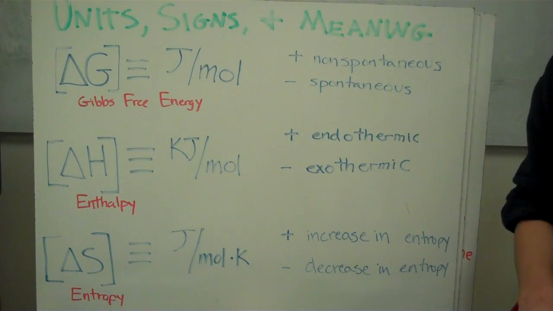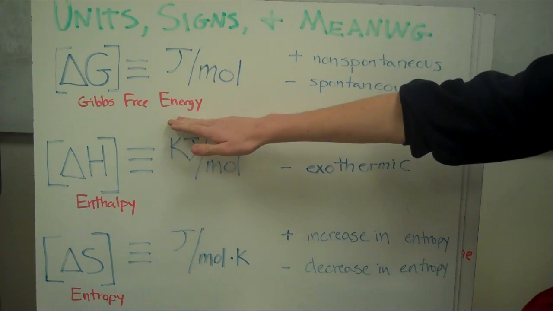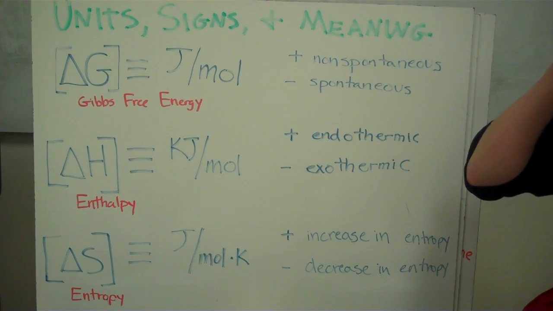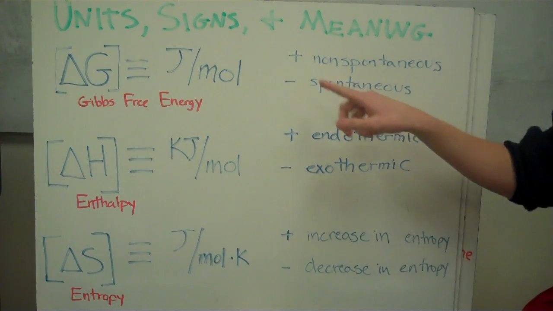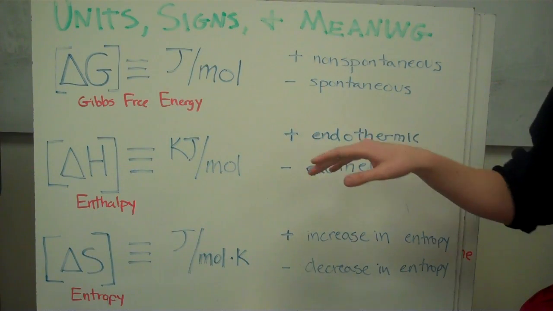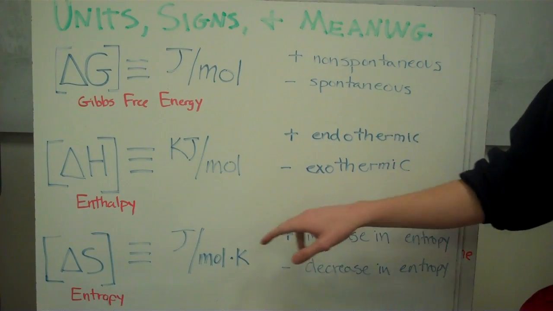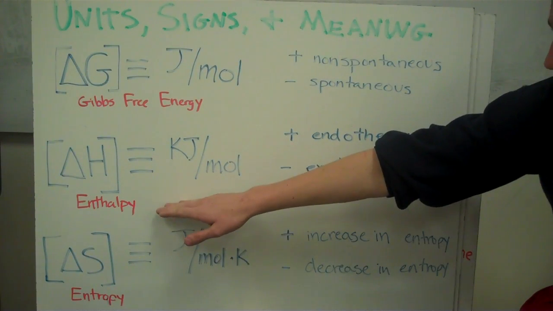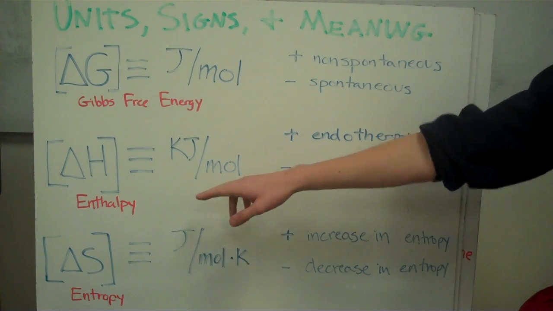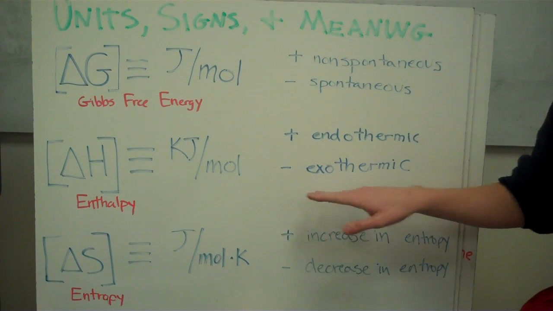So let's look at some of the units and the signs and all the meanings. Gibbs free energy is in joules per mole, and whenever this value is positive, it is non-spontaneous at any temperature. When it is negative, it's spontaneous at all temperatures. Delta H for enthalpy is measured in kilojoules per mole. When this value is positive, the reaction is endothermic. When it's negative, it's exothermic.